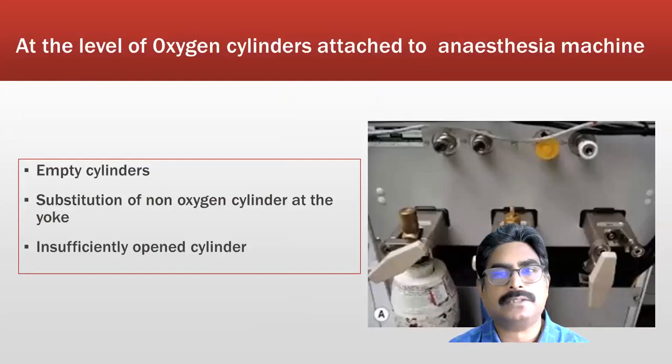At the level of the oxygen cylinders attached to the anesthesia machine, there may be empty cylinders or substitution of non-oxygen cylinders at the oxygen yoke. It may be done by applying more than one Borax seal. It has happened in many situations, and insufficient opening of the cylinders may also be one of the causes for hypoxia.